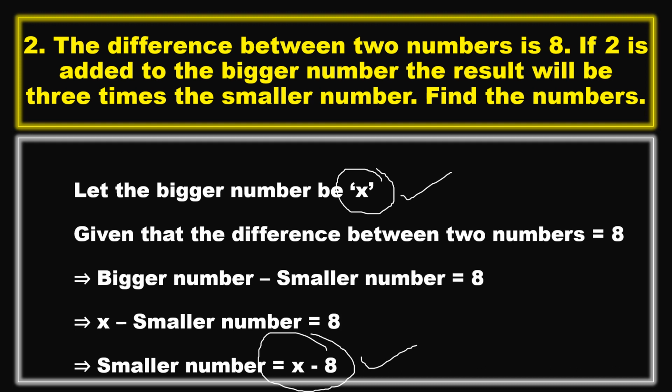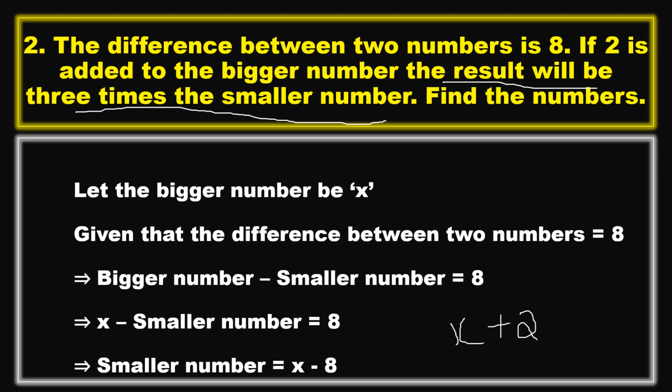Now what we have to do? Here he asked if 2 is added to the big number. Okay, here we should add 2 to big number, means big number is x. So we are adding 2 to this big number. Okay, I added. Then what will happen? The result will be 3 times the smaller number. The result will be means it will be equals to 3 times. 3 times means 3 into. Okay, 3 times means 3 multiplied by the smaller number. Okay, means smaller number we have x minus 8. So we will take x minus 8 here. Okay, now if you solve this equation, we will get both big number and smaller number.